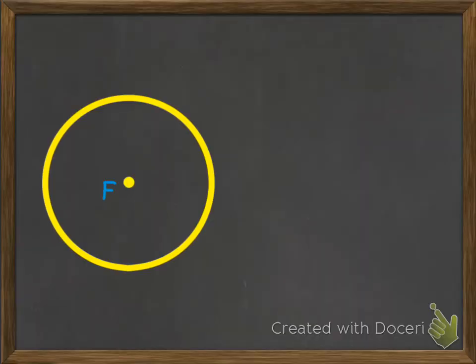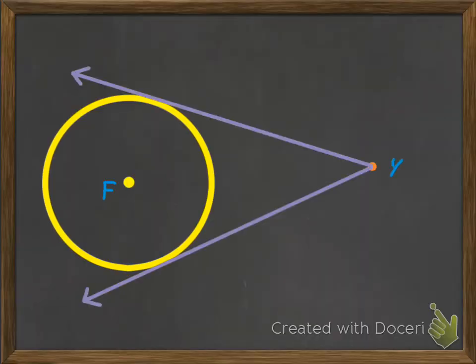So here I have this circle F, and an external point Y. So it's a point outside the circle. It's not on the circle, it's not in the circle, it's outside. And I have two tangent lines, and two line segments now. So actually, these are rays, they're not lines because they're ending here. But this gives me the line segment, the tangent segment LY, and the tangent segment RY.